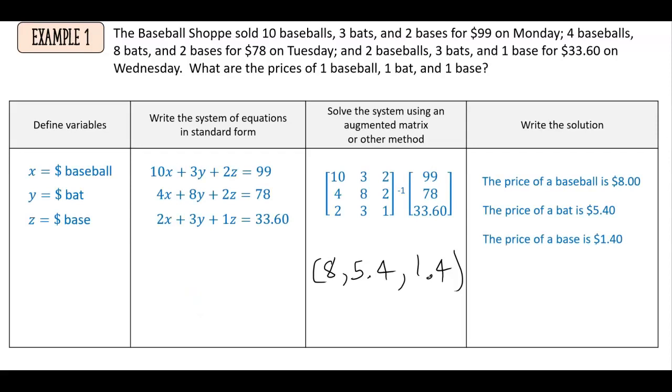Your final answer is not just X is 8. X stands for baseball money, right? So you would say the price of a baseball is $8. That's the real way you would say the answer, because it's a word problem. It has meaning besides just a number. Okay, so that Y is 5.4 really means Y is a bat price. So $5.40 is the price of a bat. And again, Z is not just 1.4. Z is the price of a base. So the price of a base is $1.40. Okay.